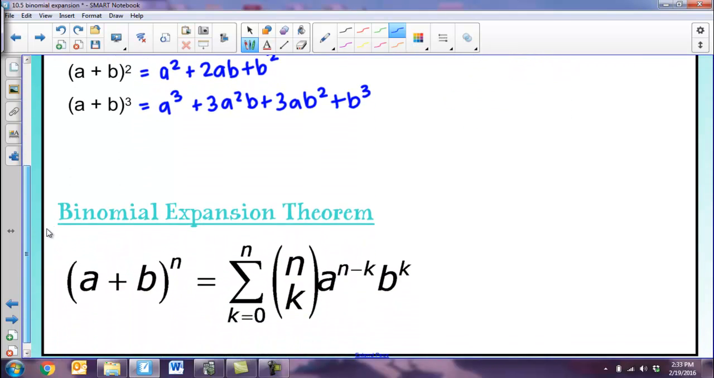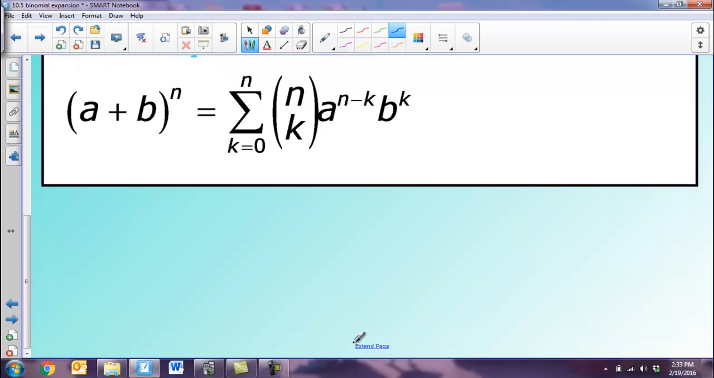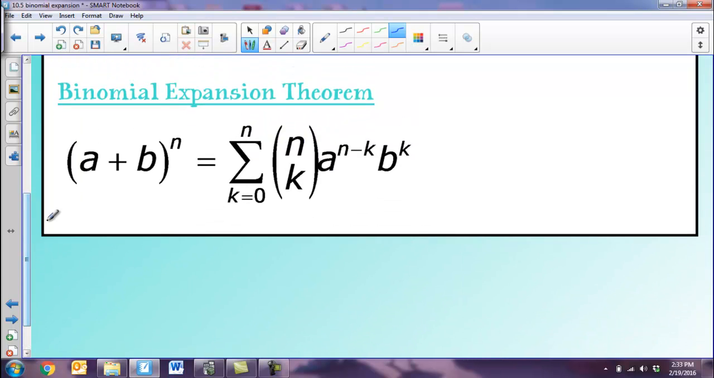And this is what this formula looks like. So the binomial expansion theorem looks like this. We have a plus b to the n is equal to, and we see sigma from the summation notation, which indicates this is a series. We're going to keep plugging in a number for k until we get to n. And so we have all of these letters in here. So let's go ahead and define what some of these letters are.